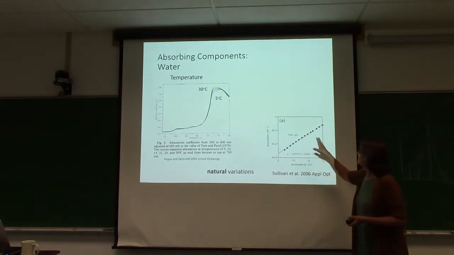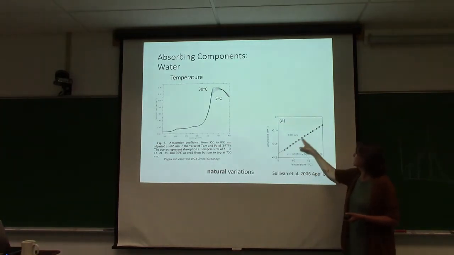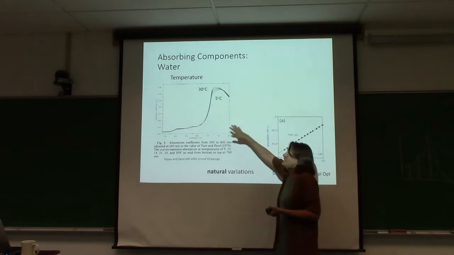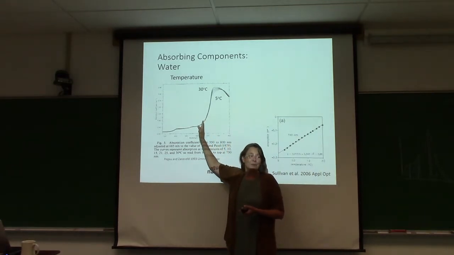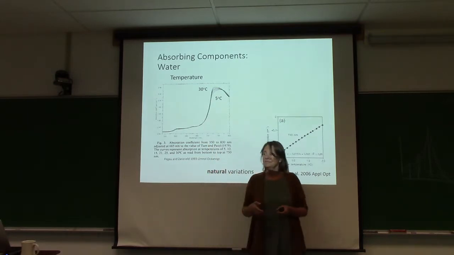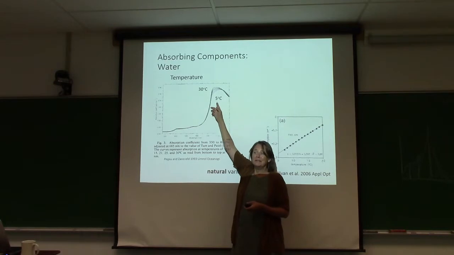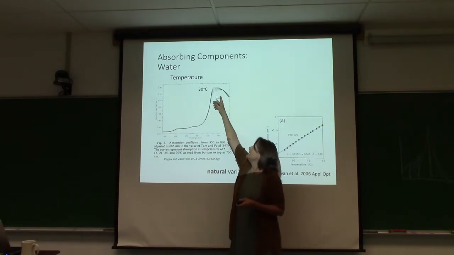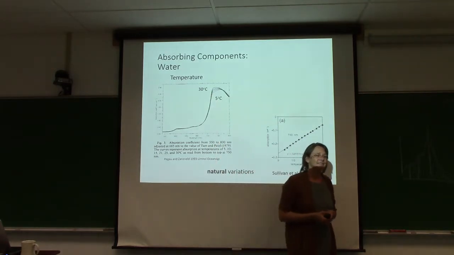In fact, if you look at the absorption at 740 nanometers as a function of temperature, you see that it increases. The reason this is really important is because we use pure water as a reference when we're measuring absorption with in situ absorption meters, or in a spectrophotometer when we're trying to measure sediment absorption. We always have to have pure water as a reference. So the temperature of your pure water and the temperature of your sample makes a really big difference, and you can get huge differences here.